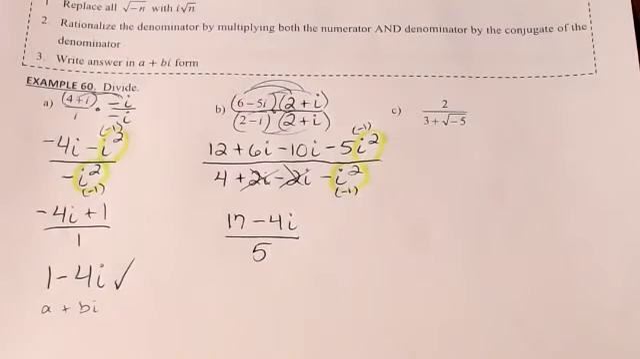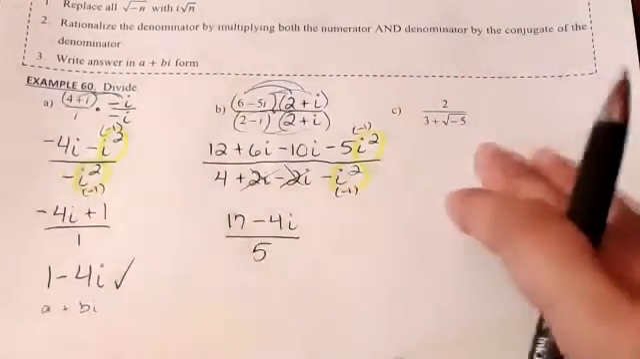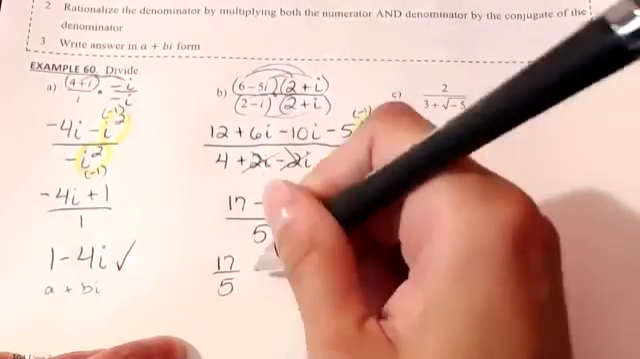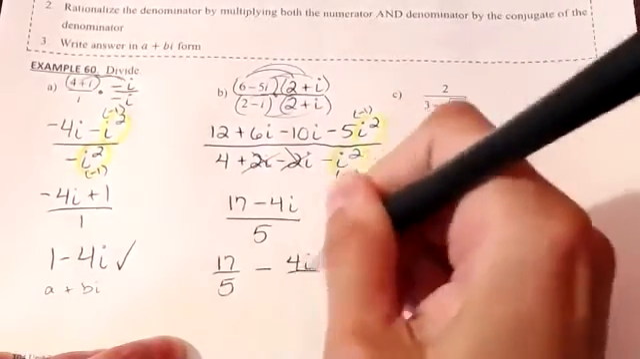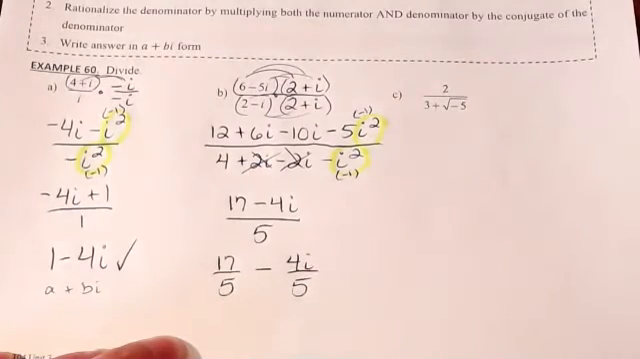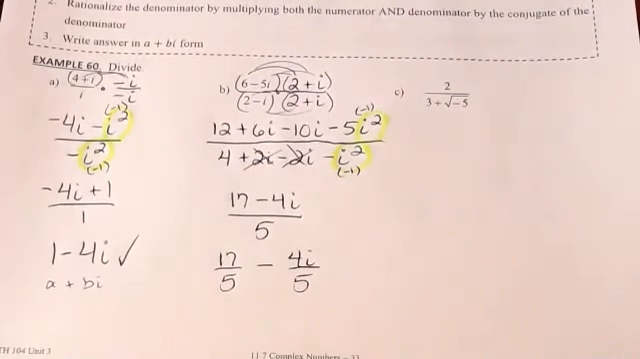The reason it's not complete is because we need to write in a plus bi form, which means, Tiana, no worries, I hope you feel better, which means we're going to split it up into two fractions. So our first term is 17 over 5, and the next term is 4i over 5. A plus bi form. That's what you're looking for. Please don't forget that.